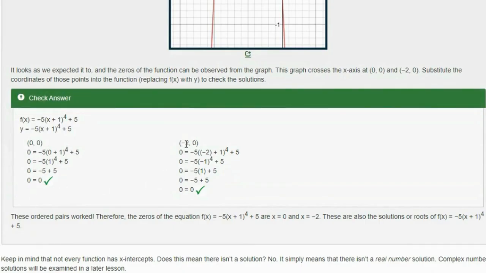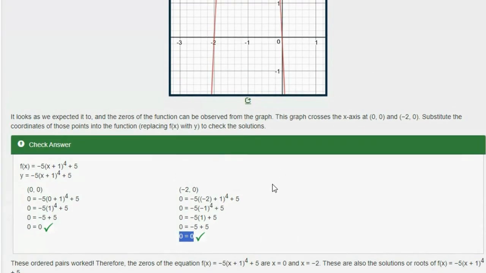And then they take that negative 2 and substitute that in, with 0 being the y. And when you substitute negative 2 in, that's also true. So those ordered pairs both work. So those are the solutions for this 4th degree. Now, we know there's 4 solutions because of the fundamental theorem of algebra. So the other 2 solutions are either imaginary or they're duplicates.